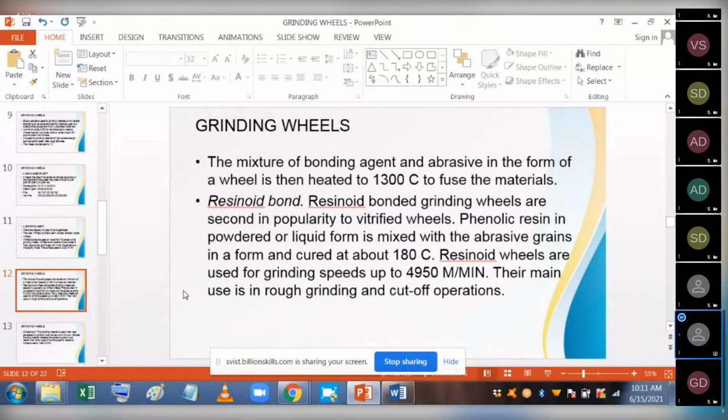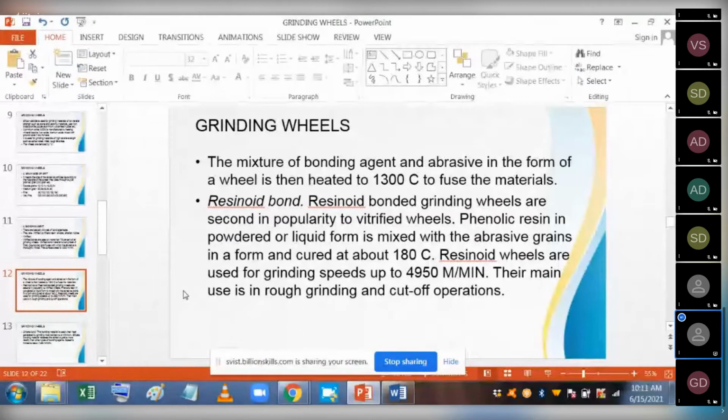Second is resinoid bond. Resinoid bonded grinding wheels are second in popularity to vitrified wheels. So vitrified wheels are the most popular, covering 75% of the wheels, and then we come to resinoid. Phenolic resin is actually a resin which is used for manufacture of plastics also, thermosetting plastics, which I will deal with when we go to plastic molding.